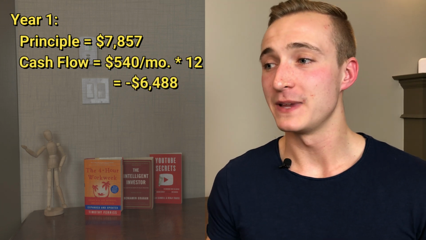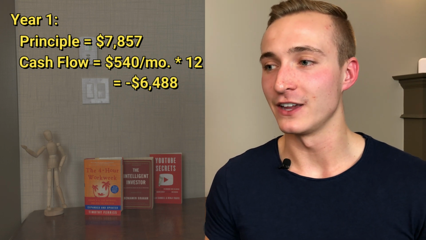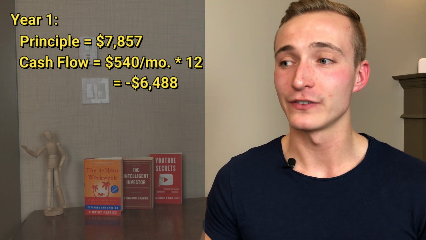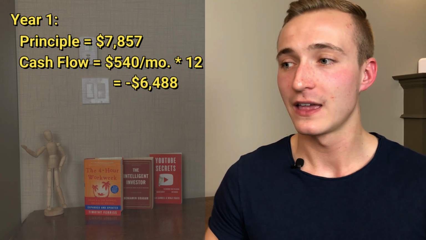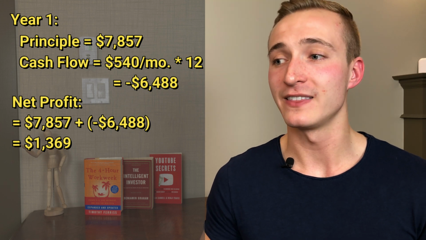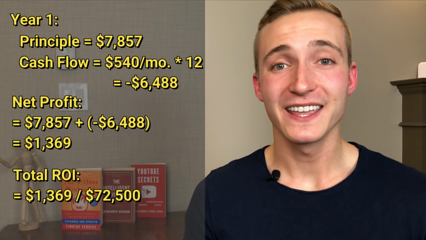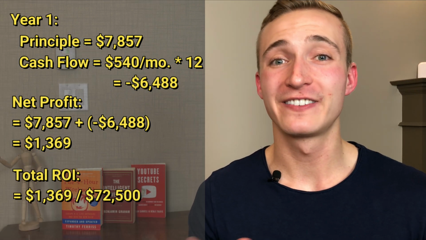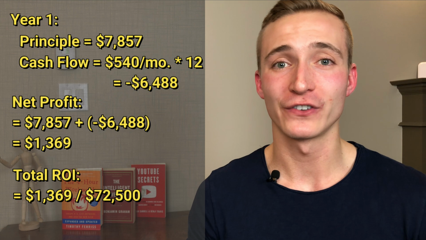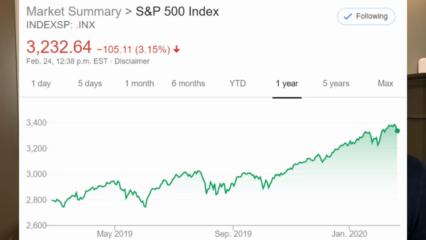calculated before to be negative $540 per month times 12 months in the year to give us a negative $6,488, and add this to the total amount of principal that I paid down, being the $7,856.90, and dividing it by a total cash investment of $72,500 to get a rate of return of 1.9%. Now that really doesn't sound too great, considering that you can put your money in the stock market and get an 8 to 10% return.